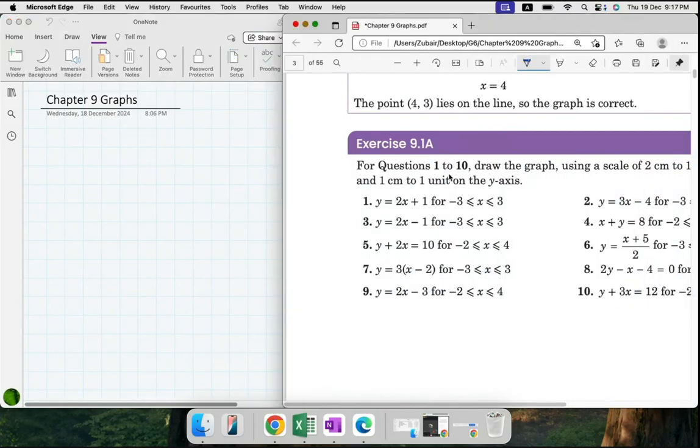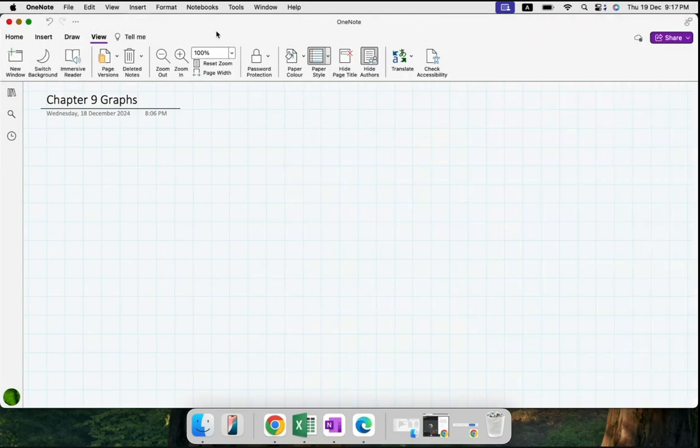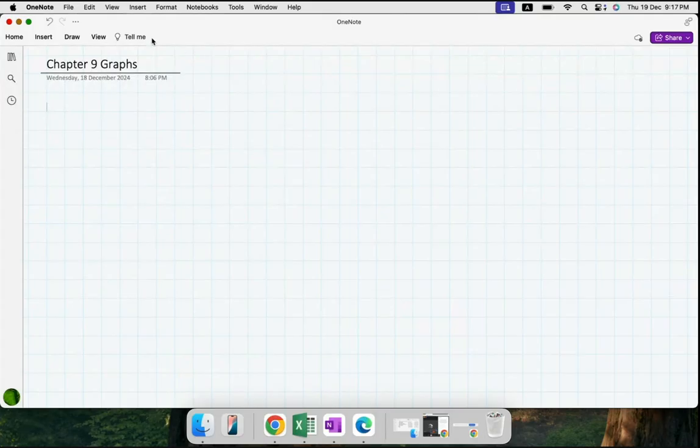So it says for question 1 to 10, is this grid visible? Yes, sir. Okay. It is visible.